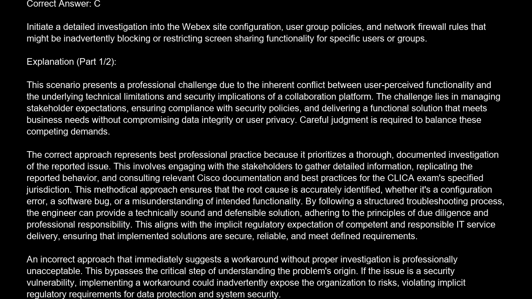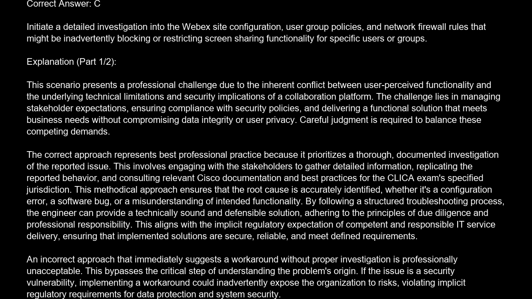The challenge lies in managing stakeholder expectations, ensuring compliance with security policies, and delivering a functional solution that meets business needs without compromising data integrity or user privacy. Careful judgment is required to balance these competing demands. The correct approach represents best professional practice because it prioritizes a thorough, documented investigation of the reported issue.